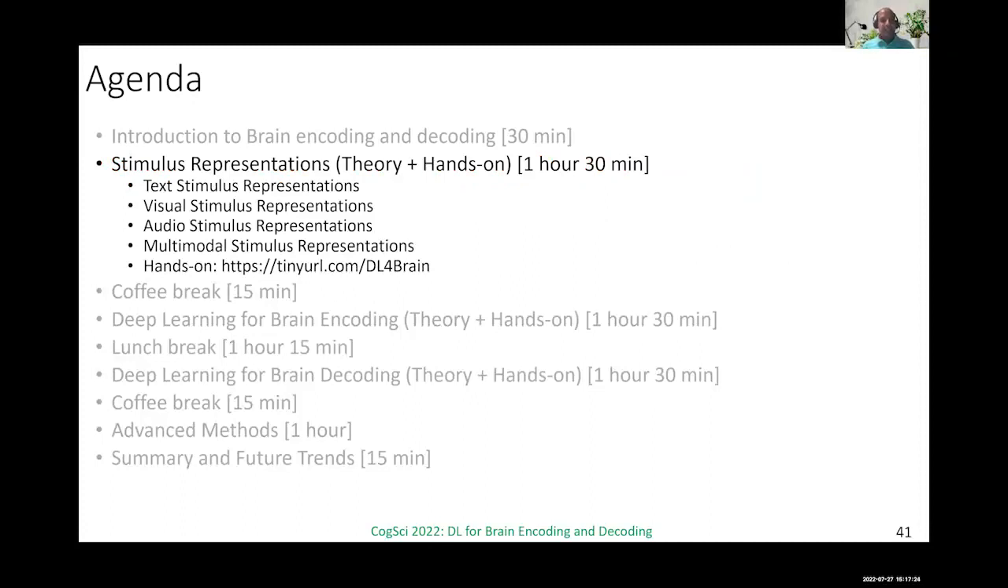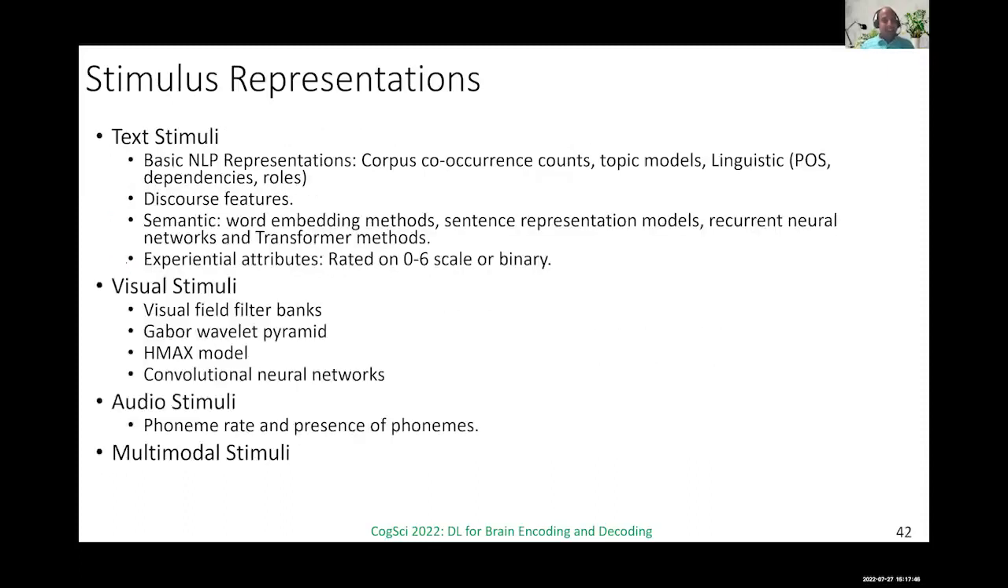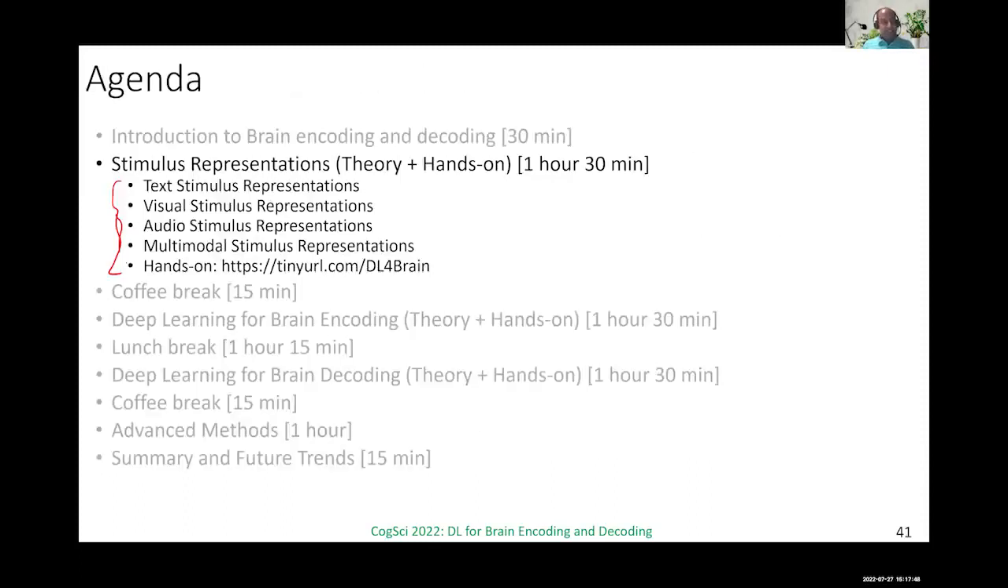So I'll talk about text stimulus representations, visual stimulus representations, audio, multimodal, and then we'll also have a hands-on part. So if you want to be a little early into hands-on, please go ahead and look up tinyurl.com/dl4brain. But otherwise, we will have enough setup time, so you need not hurry. Okay. So let's basically get started with these stimulus representations.